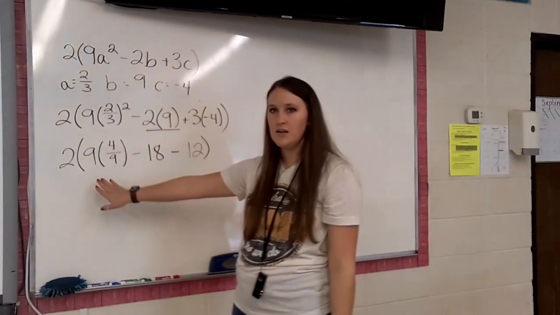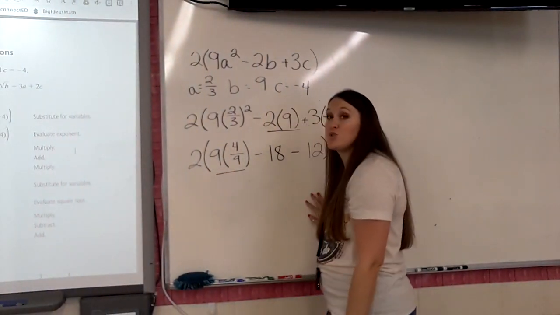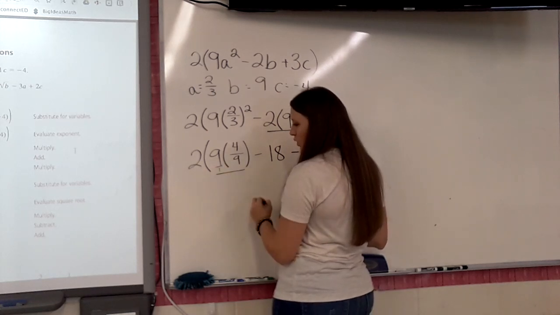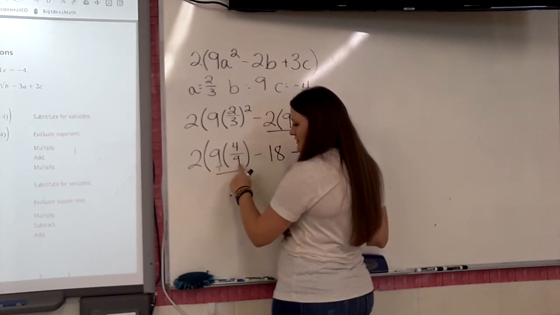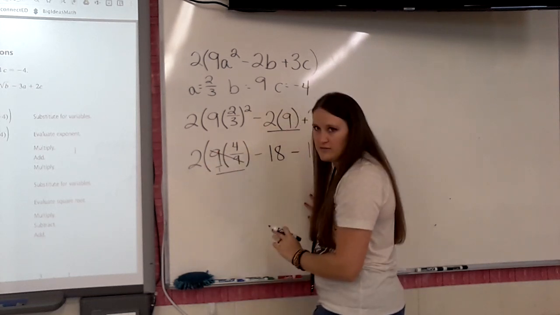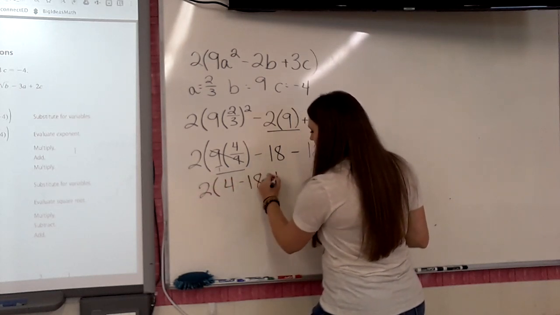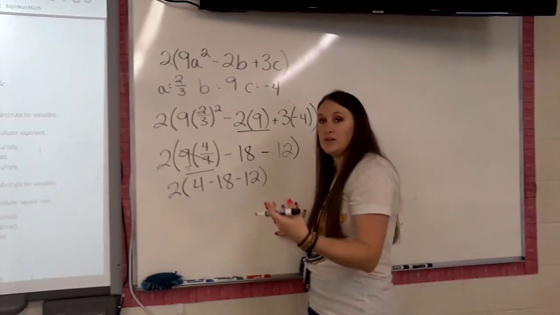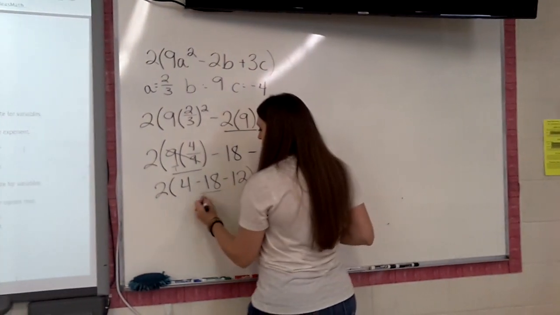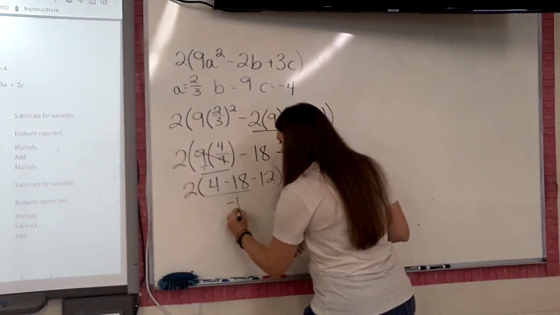Okay, so next we've got to multiply right here inside these big parentheses. This becomes super easy because when you're multiplying fractions, you can just put a whole number over 1. But since this is the same as this bottom, they cancel and we're just left with positive 4. So we have 2 times 4 minus 18 minus 12. Now it's just addition and subtraction in our parentheses. Well, subtraction. 4 minus 18 is negative 12.